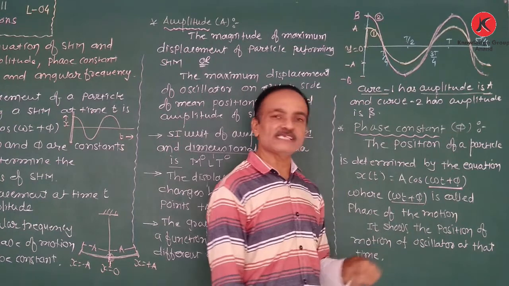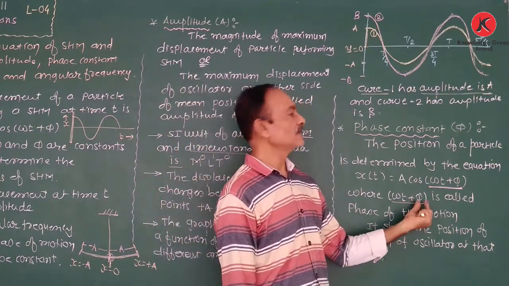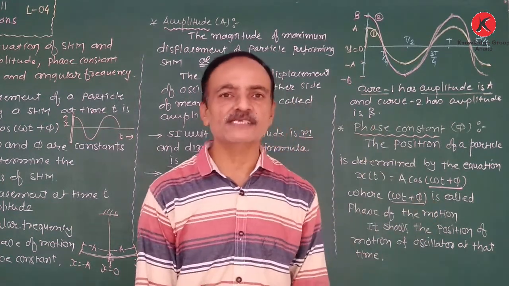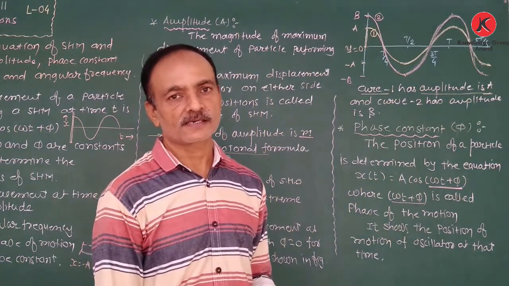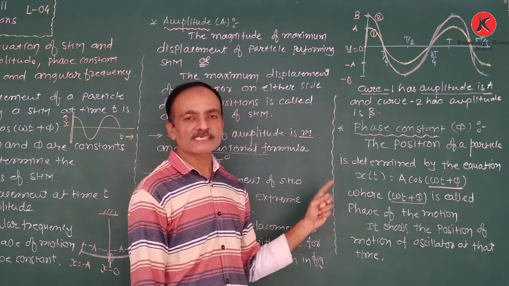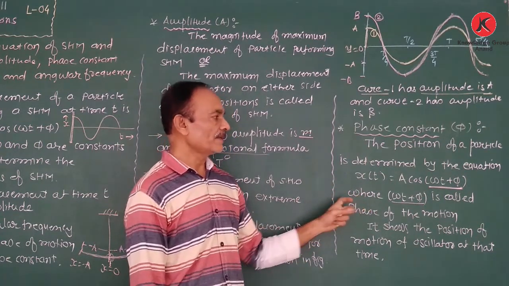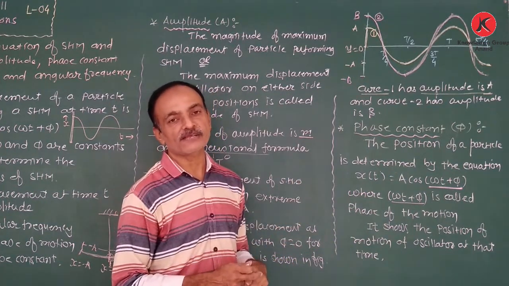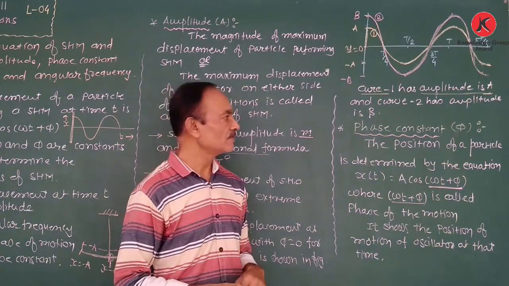As we substitute t is equal to 0 in this equation, what happens? We obtain only phi. This phi represents the phase constant. That means that is the initial position of a particle which performs simple harmonic motion. Clear? So this way, here the amplitude and phase constant, and we are also going to discuss the phase of a motion and phase constant. And then we are going to discuss the periodic time and angular frequency, and obtain the relation between the periodic time and angular frequency.